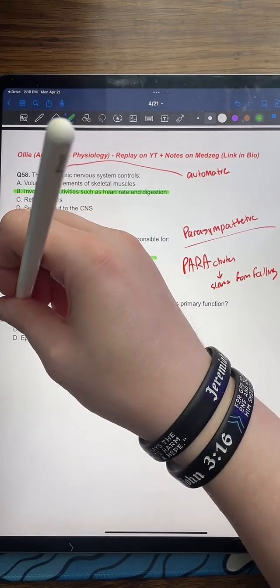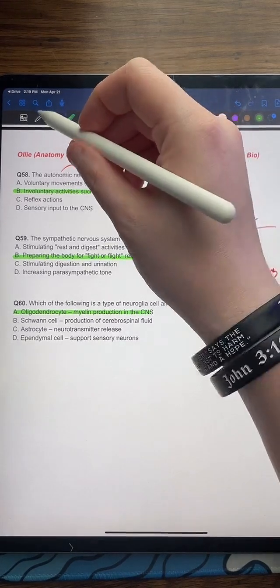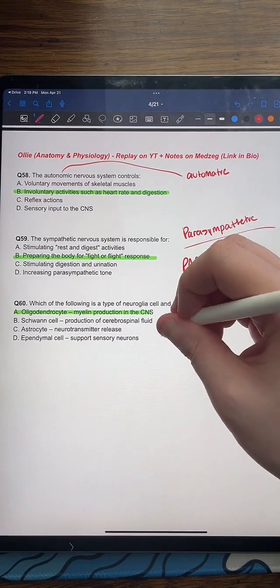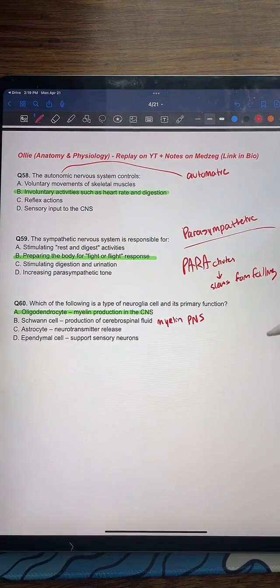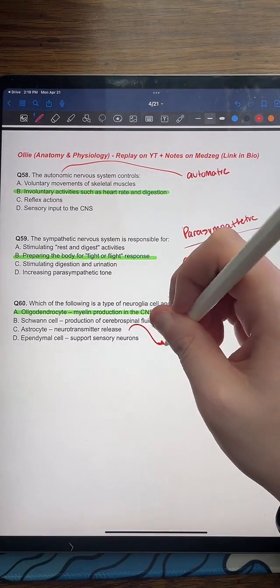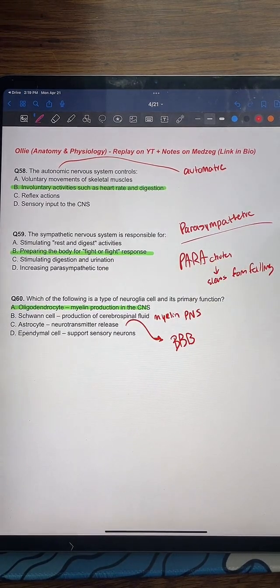Number 60, the answer is A. It is an oligodendrocyte. That is myelin production in the central nervous system. Schwann cells are going to produce myelin in the PNS. So myelin, PNS. Astrocytes support neurons and maintain, this is going to be for our BBB, our blood-brain barrier.